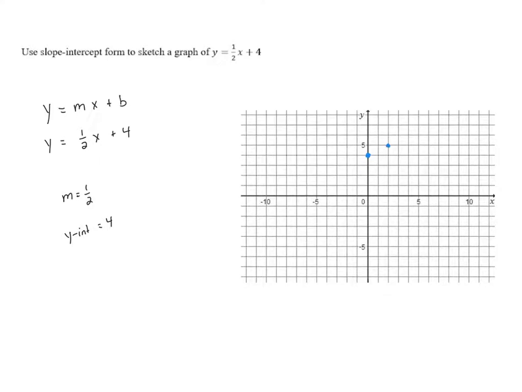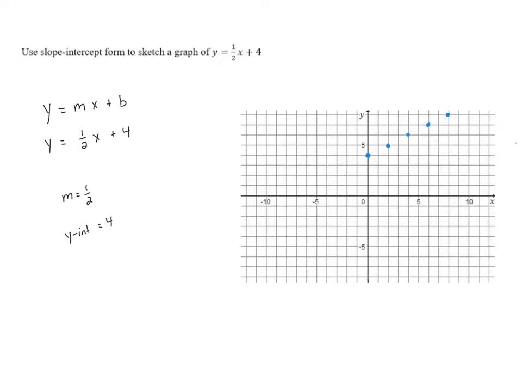And from that point, we can follow the instructions again. We can rise up 1 and run to the right 2. And that's going to give us another point that we can plot. And we can keep going. We can go up 1 to the right 2. That gives us another one. We can go up 1 to the right 2. That gives us another one. And we can't go any more in this direction because we would run out of room.